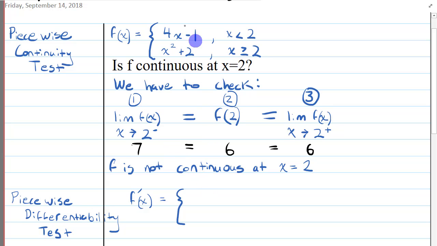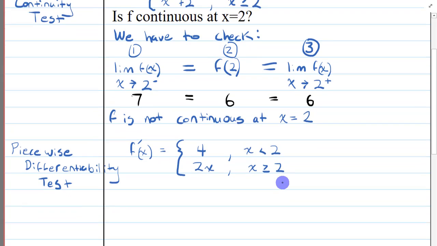So what is the derivative of 4x minus 1? Someone shout it out. 4. So we say it's 4 for x values less than 2. Okay, Ben, derivative of the second part, the second piece of our piecewise function is 2x, where x is greater than or equal to 2.